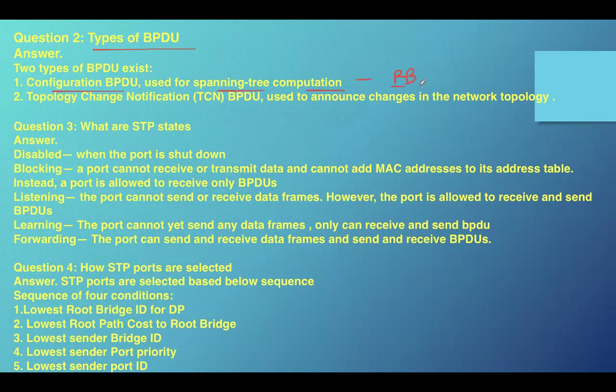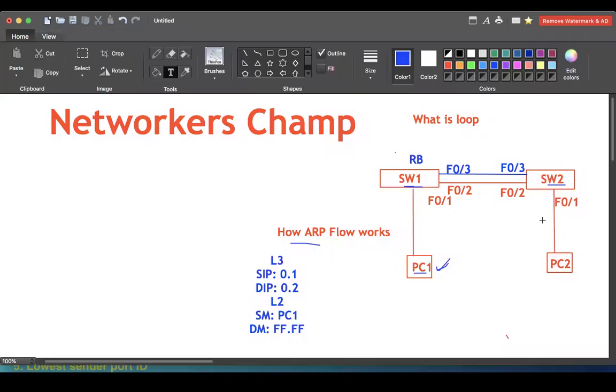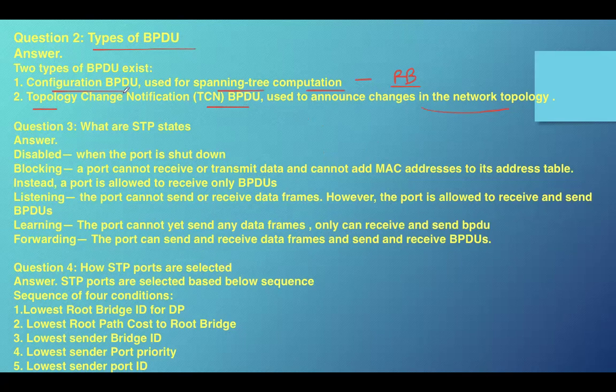Just remember that. Okay. And then the second BPDU is topology change notification, which is TCN BPDU, which is used to announce changes in the network topologies. Whenever there is a change in the network, the non-root bridge will send a TCN BPDU, right? And then the root bridge will actually turn that TCN flag on and send it across. So these are the two types of BPDUs.